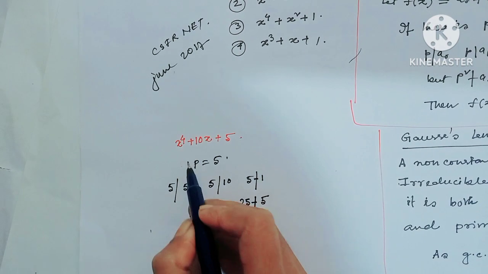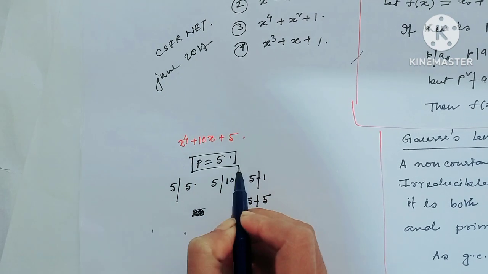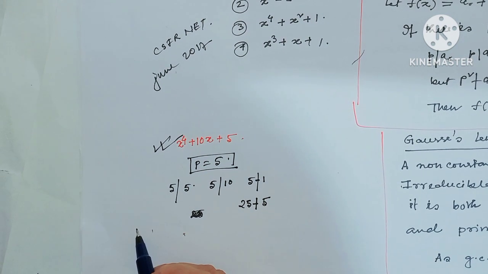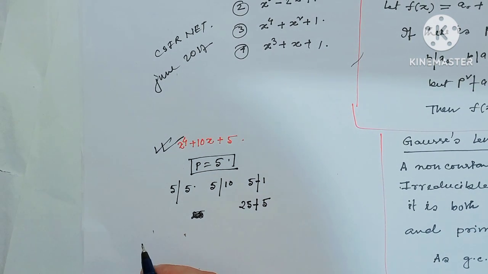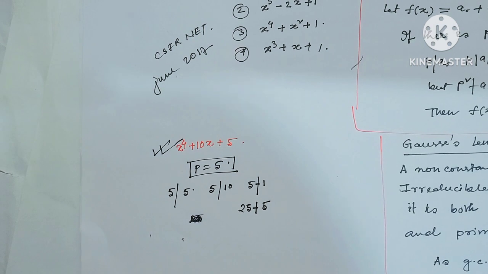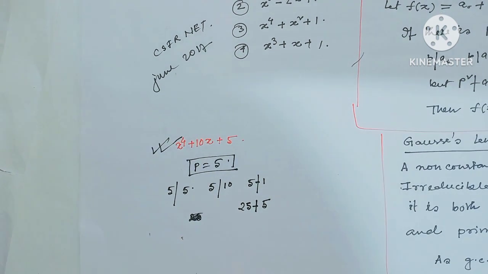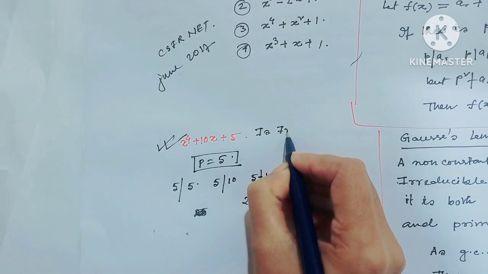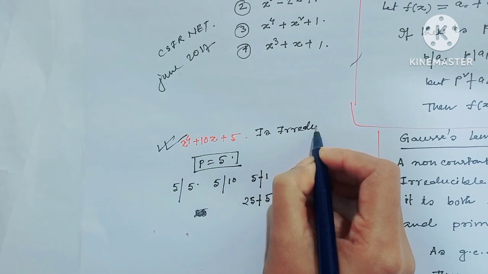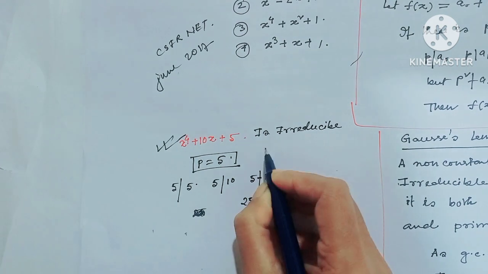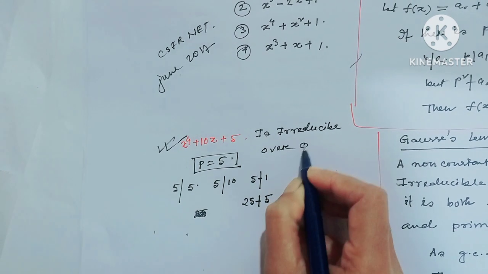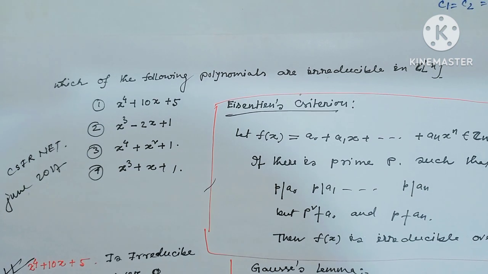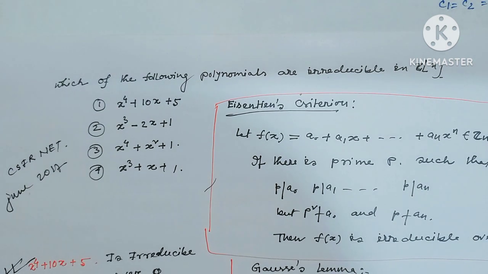So for this prime p equal to 5, for this polynomial, Eisenstein criteria is used. So this polynomial is irreducible over Q. But in the question, it is asked to show the following polynomials are irreducible in Z[x].